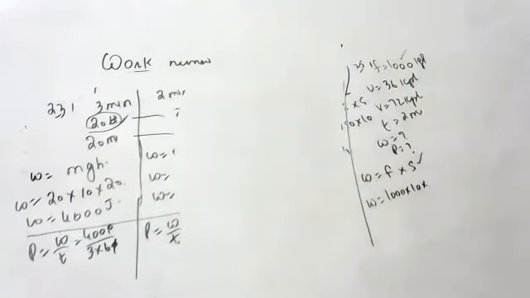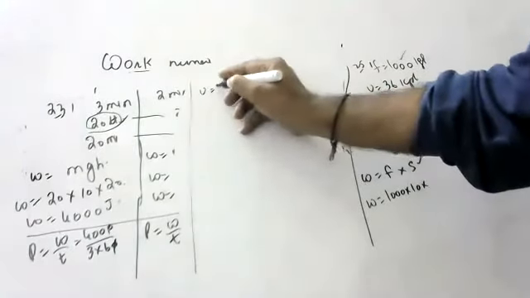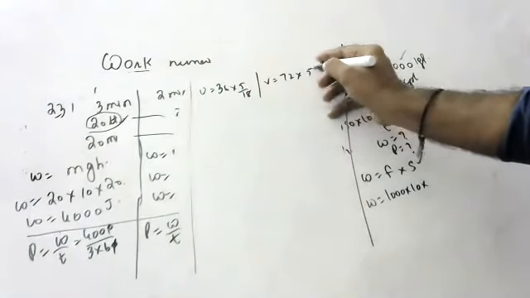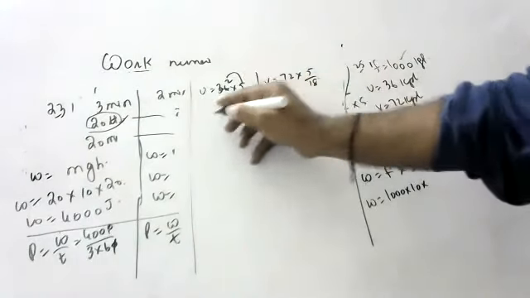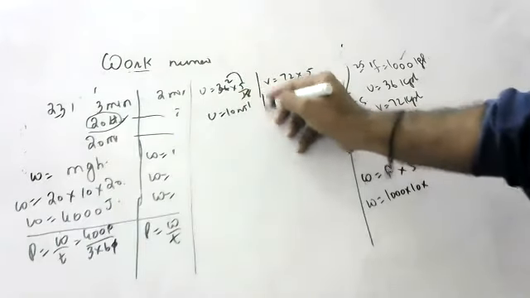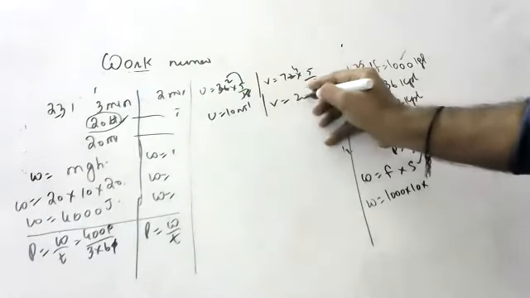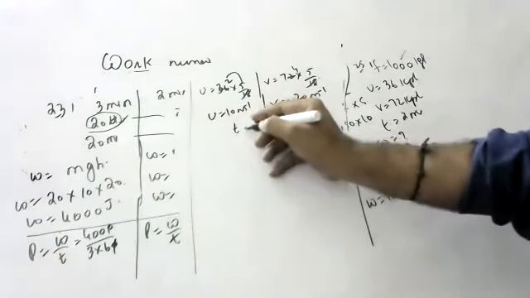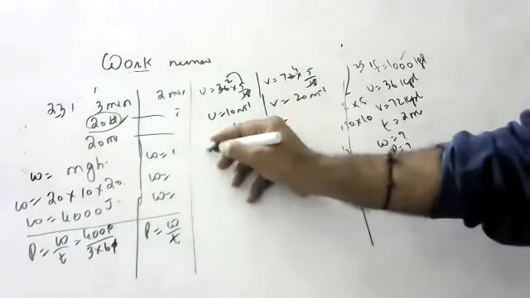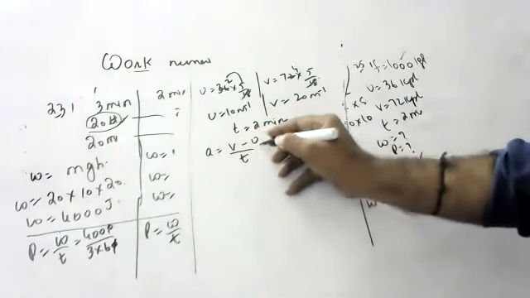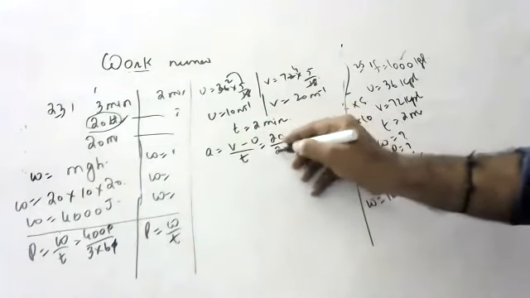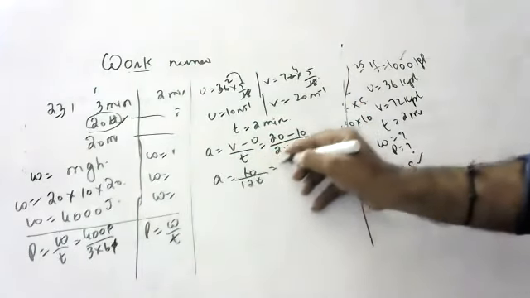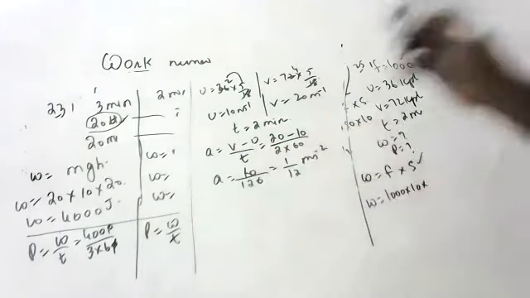So, okay, tell me, initial velocity is how much? Initial velocity is 36 into 5 by 18, 10 meters per second. Final velocity is 72 into 5 by 18, 20 meters per second. Time is how much? 2 minutes means 120 seconds. Acceleration is v minus u by t, 20 minus 10 by 120. Acceleration is 10 by 120, 1 by 12 meters per second square.